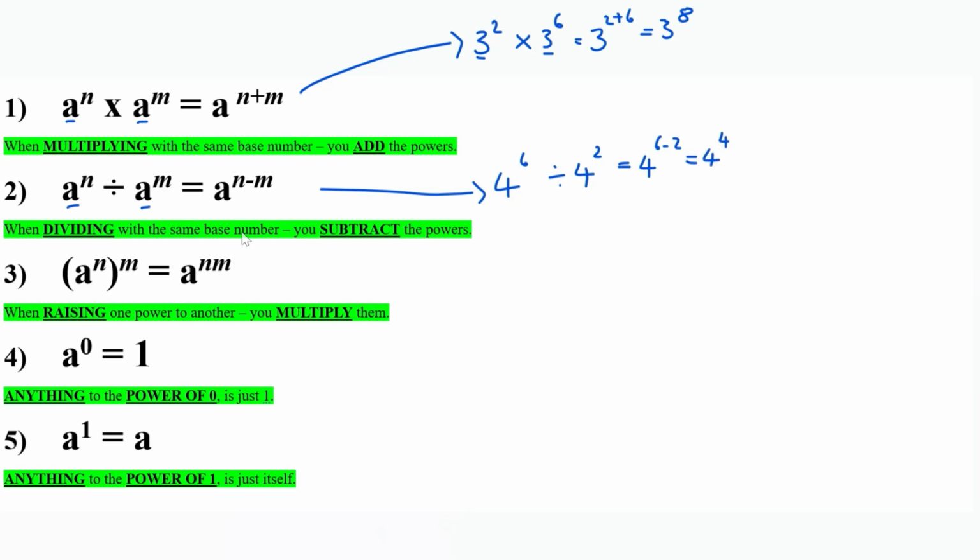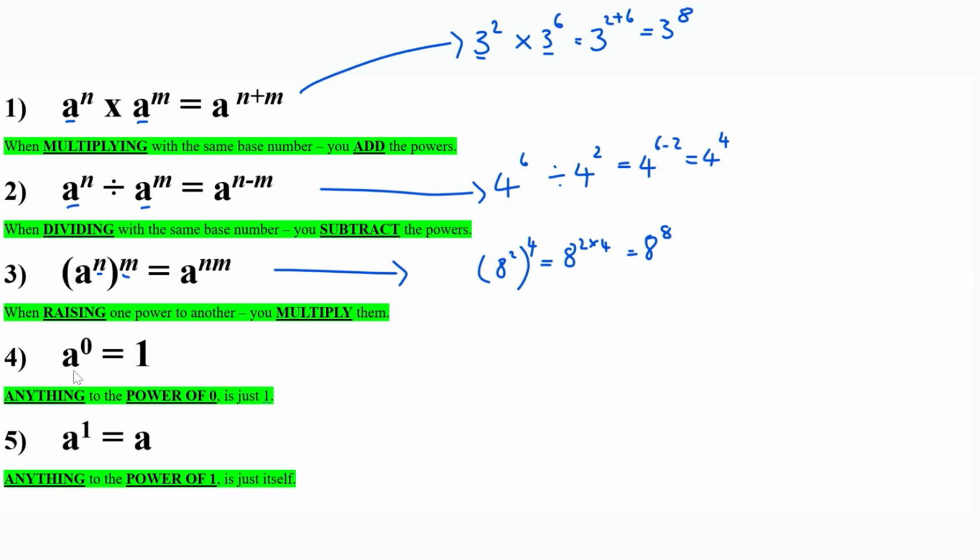For the third rule, when we're raising one power to another, we will multiply the powers together. So unlike the first example where we have two numbers where we're multiplying, we add the powers. But in this third rule, if we just have one base number, a power, and we raise this to another power, we just multiply directly together. So an example would be if we had 8 to the power of 2 in a bracket and we raise this to the power of 4, we simply multiply 2 and 4 together, which gives us 8 to the power of 8.